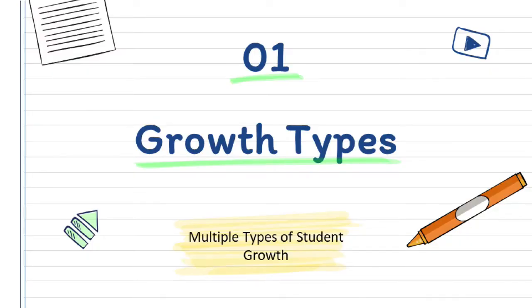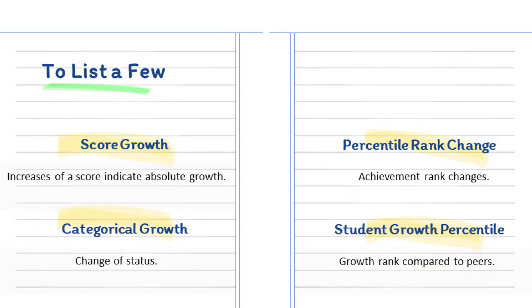Alright, let's start with reviewing different types of growth. Let's first look at a few types of growth. Score growth is the increase of a student's score from one testing period to another. This indicates a student's absolute growth during the period of time.